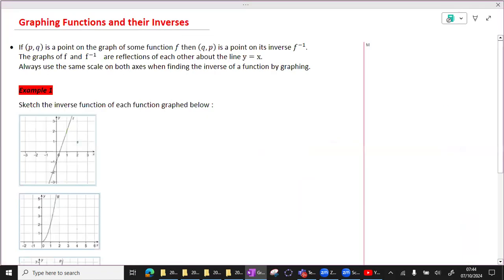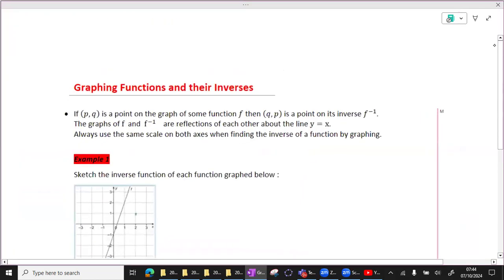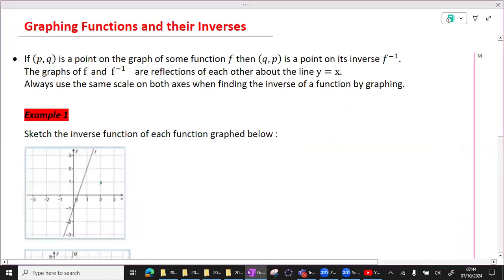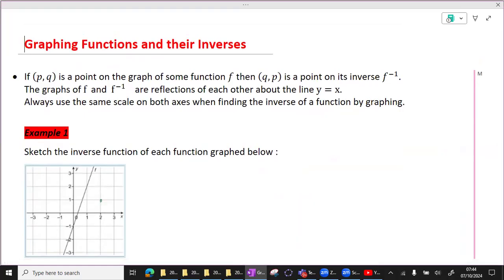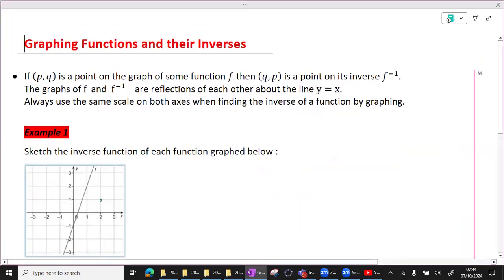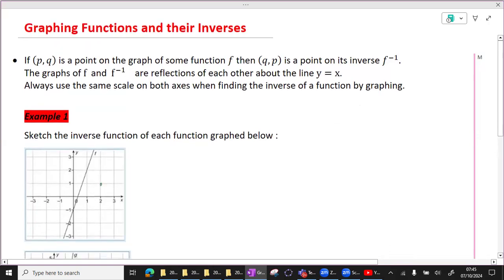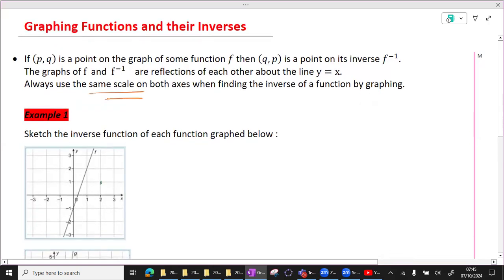Well, this actually couldn't be easier, so this will be very, very quick. It says if PQ is a point on the graph of some function f, then QP, in other words, the other way around, is a point on its inverse. The graph of f and the inverse of f are reflections of each other in the line y equals x. Always use the same scale on both axes when finding the inverse of a function by graphing. Now that is very important. It has to be the same scale.